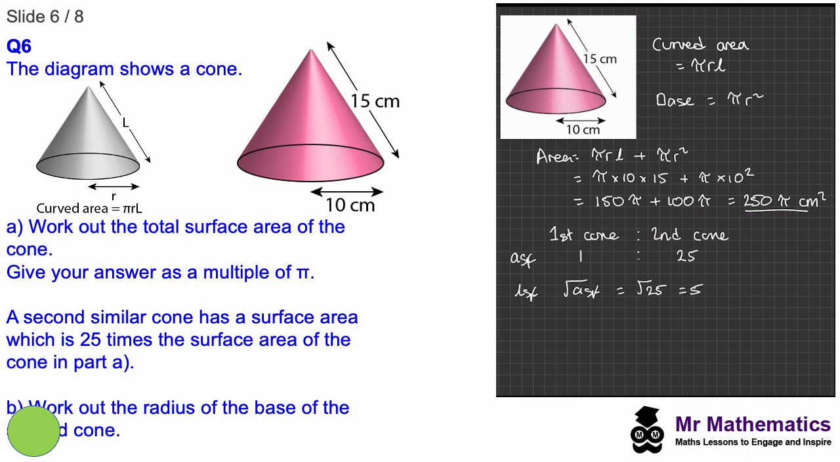So now we can write another ratio, but for the length scale factor. So now we have 1 to 5. And we've been asked to work out the radius of the base of the second cone. So our first cone has a base radius of 10 centimeters. So our second cone will be 10 times 5, which is 50 centimeters.